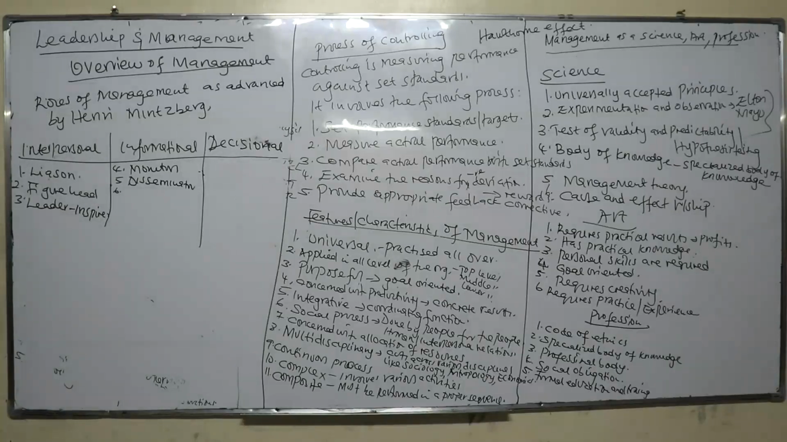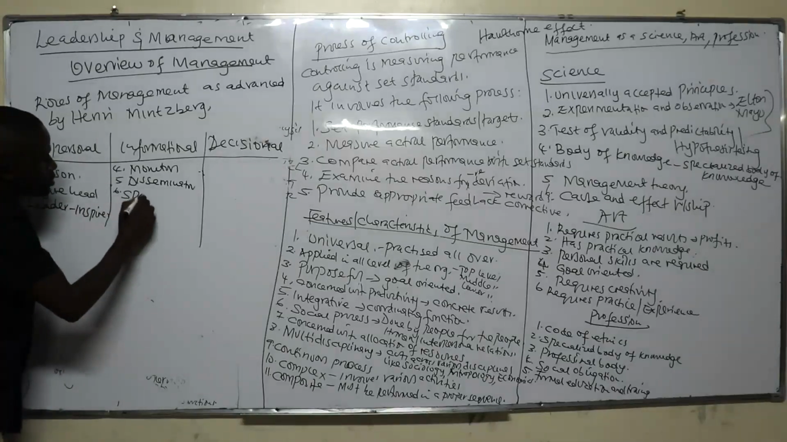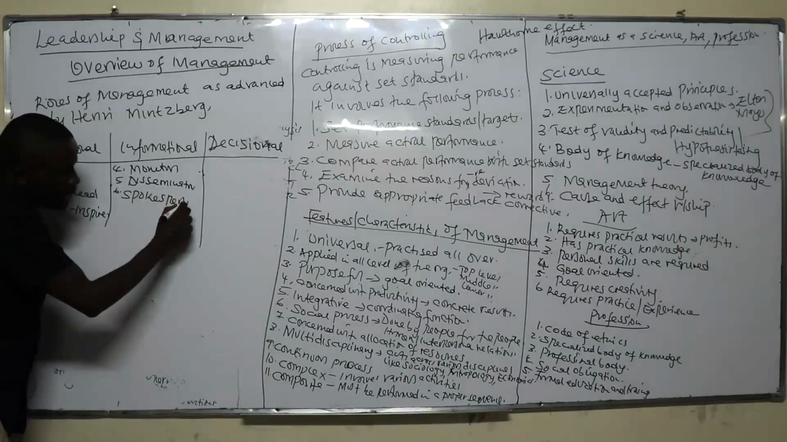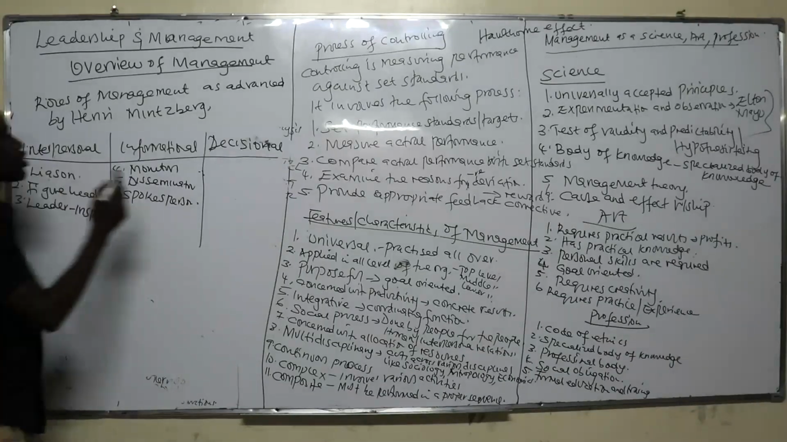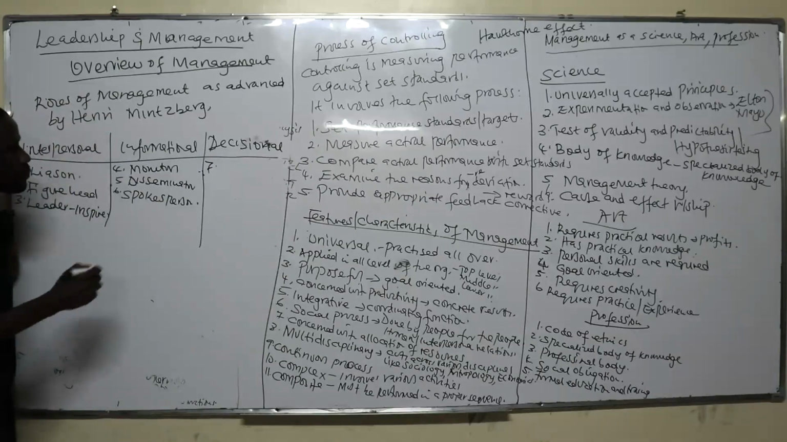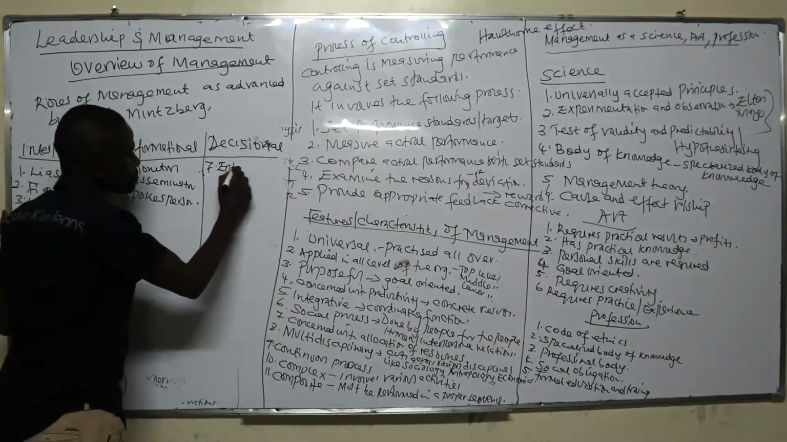And then he's also a spokesperson. He's the one to speak on behalf of the firm. Whenever he speaks, it is the firm speaking. Are we together? And therefore, his words are authority. His words are authority because they carry a lot of authority in regard to the decisions or the position of the firm. Then he also plays a decisional role, and decisional is that he's an entrepreneur.